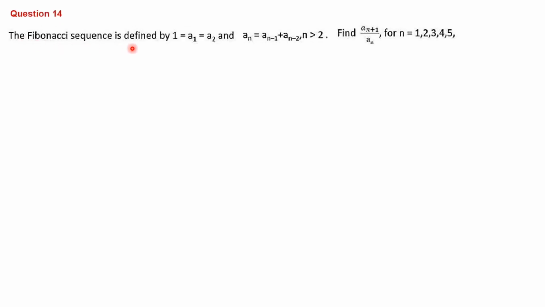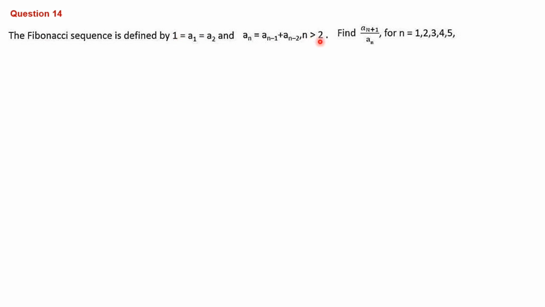Next we shall discuss the 14th question. The Fibonacci sequence is defined by 1 is equal to a1 equal to a2 and an is equal to an minus 1 plus an minus 2, n greater than 2. Find an plus 1 by an for n is equal to 1, 2, 3, 4, 5. Here, Fibonacci sequence we have already discussed in the beginning. First 2 terms are 1, and from the third term onwards it is got by adding the previous 2 terms.